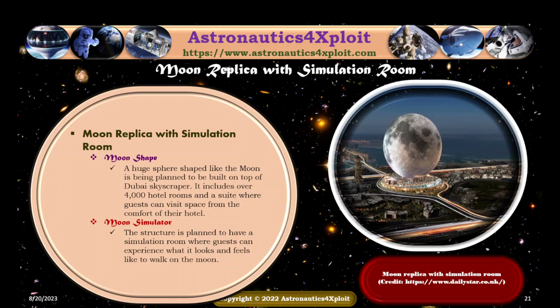Moon Replica with Simulation Room is another Moon simulator. A huge sphere shaped like the Moon is being planned to be built on top of a Dubai skyscraper. It includes over 4,000 hotel rooms and a chute where guests can visit space from the comfort of their hotel. The structure is planned to have a simulation room where guests can experience what it looks and feels like to walk on the Moon. Moon Replica with Simulation Room is shown in this picture.